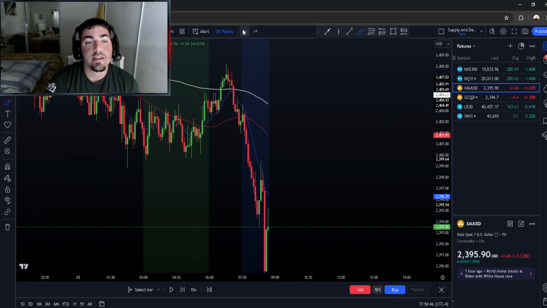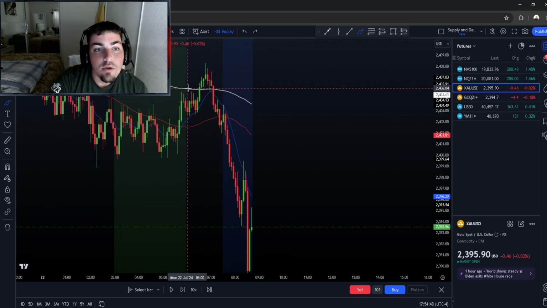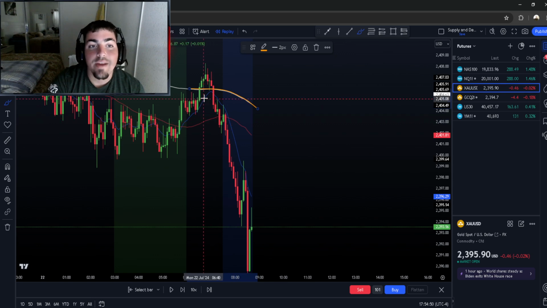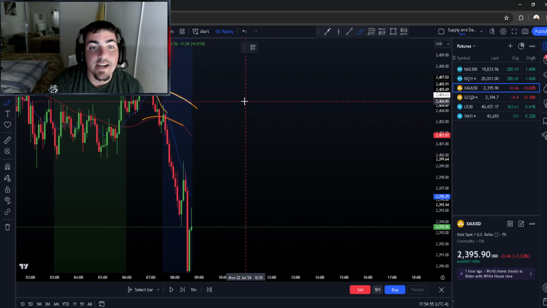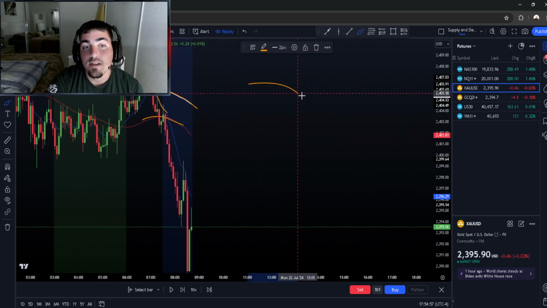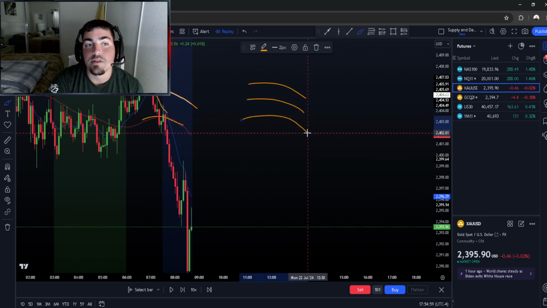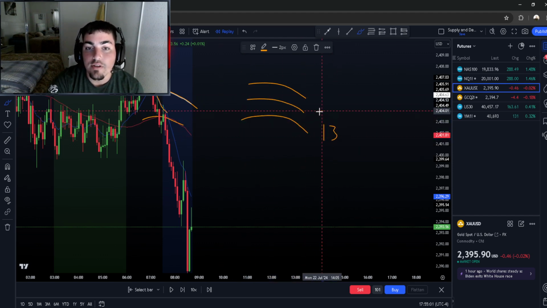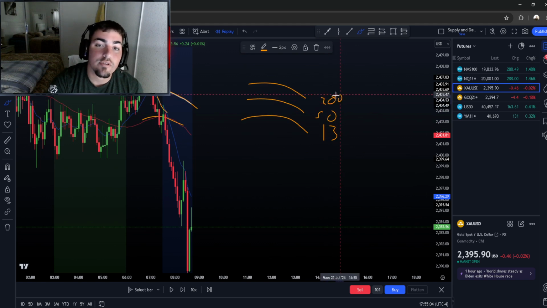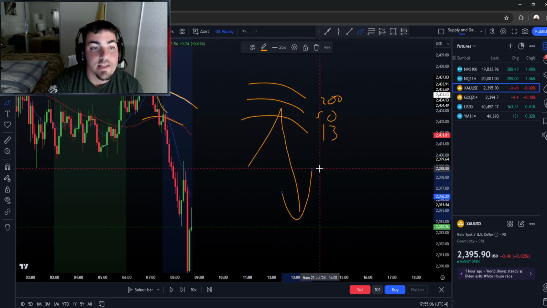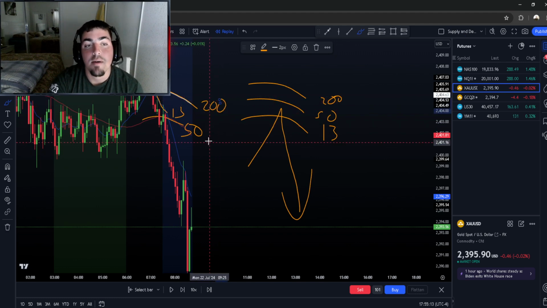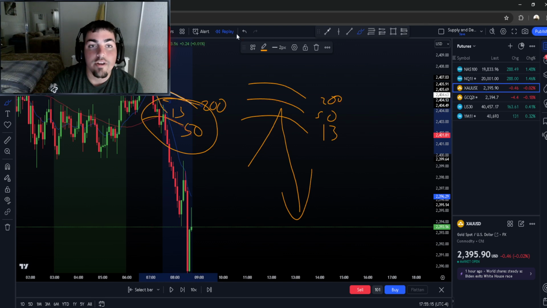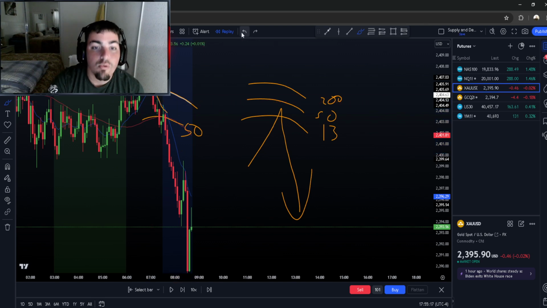And another thing that made me not want to take the trade was that we had the 200, but then we have the 13 and the 50. If you guys remember the last video, I said that if I'm taking a supply, I like to see the 13, the 50 in the middle, and the 200 at the top. And this one wasn't in confluence. We got the 50 at the bottom, the 13 in the middle, and the 200 at the top. So these two right here were in the wrong order, so that's why I didn't take the setup.